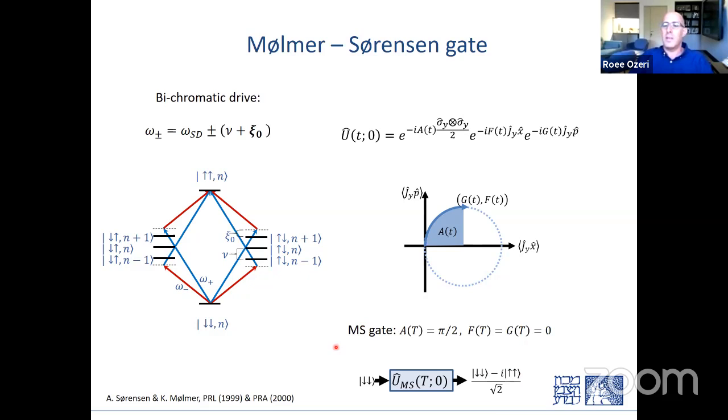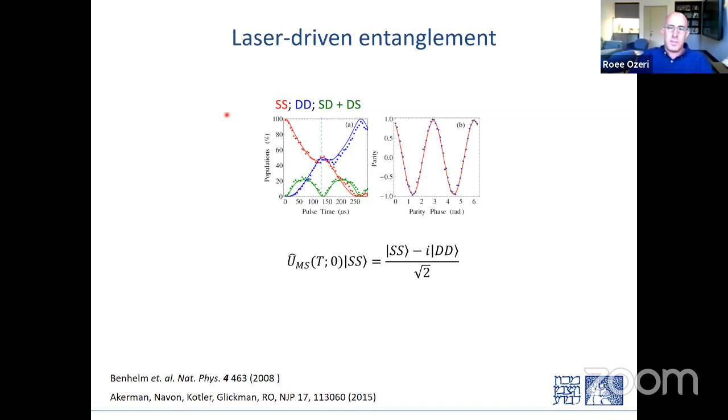Okay, how does this look in the lab? This is, again, data from two strontium plus ions, starting with both ions in the down state, the SS state. This is, again, the electric quadrupole S to D transition in strontium plus. When the gate starts, both ions with 100% probability are in the SS state. But after about 150 microseconds, I see an equal probability of finding them in the SS state and in the DD state, and roughly zero probability of finding them in the single excitation state.